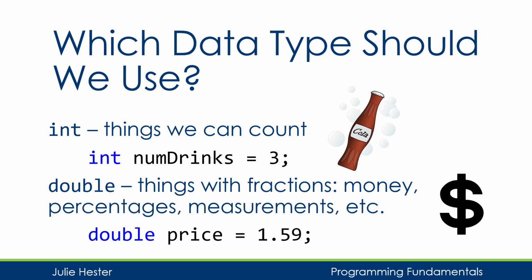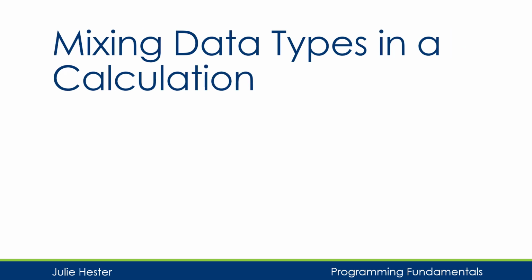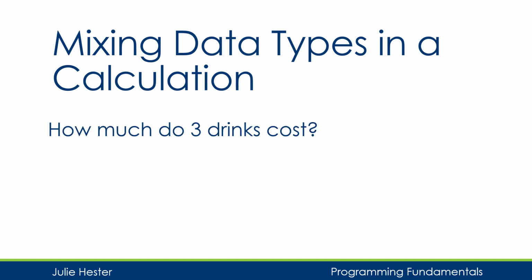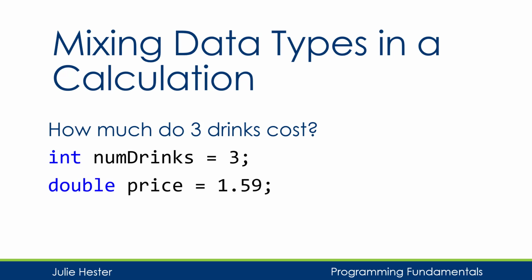So looking at these two variables, I have an int and I have a double, but I may want to use both of them in a calculation. I'm going to create a calculation where I'm using both data types, and that's going to be perfectly fine. I might ask a question like, how much do 3 drinks cost? So I have my integer holding the number of drinks that I have. I have my double that has the value of the price for each drink.